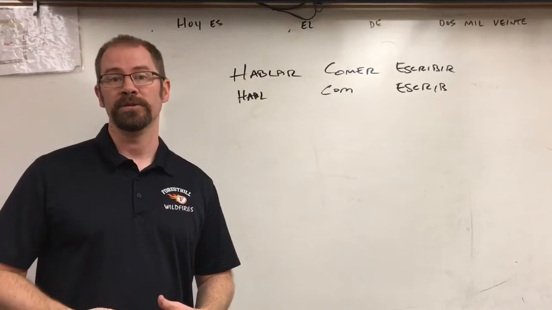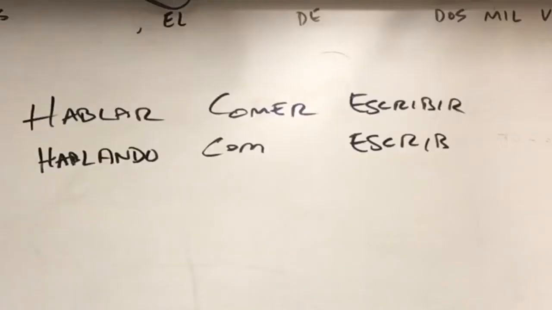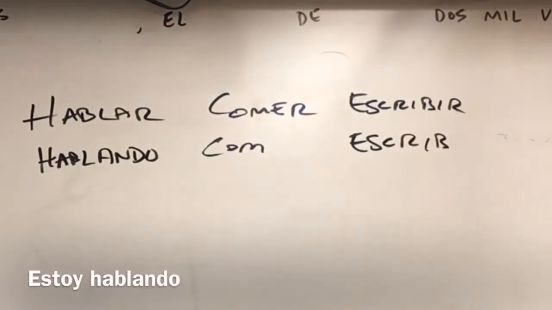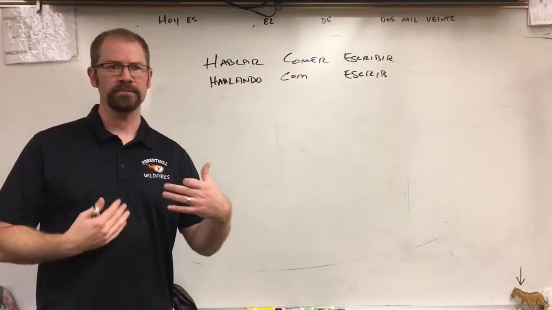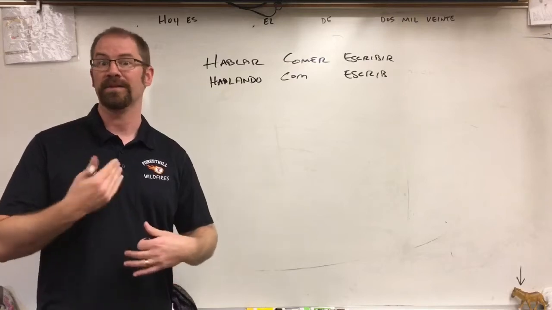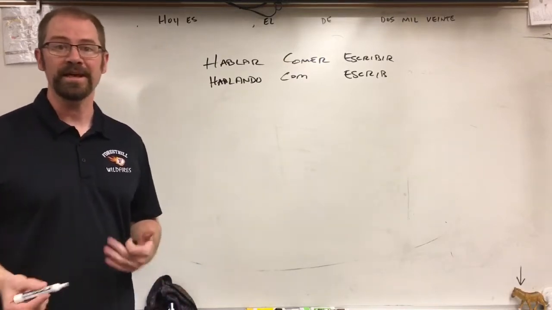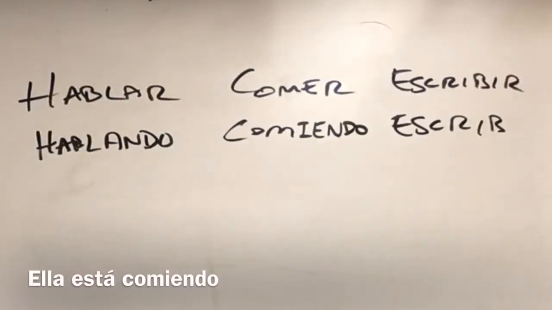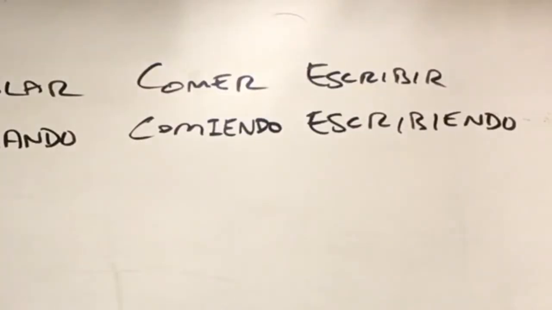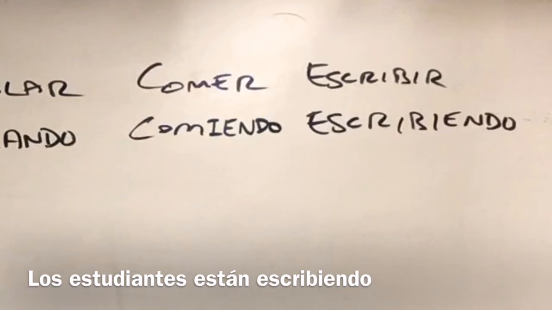So for AR verbs, I'm gonna add ando to it. It'll look like this. So if I wanna say I am talking or I'm speaking, I'd say estoy hablando. Or my friends are talking, ellos, mis amigos, están hablando. You don't have to worry about changing the hablando to have an A at the end of it or an S, it's always hablando. For my ER verb, I'm going to add yendo. So she's eating, ella está comiendo, for example. And then I just put on the board for you, escribir. So if I want to say the students are writing, los estudiantes están escribiendo.